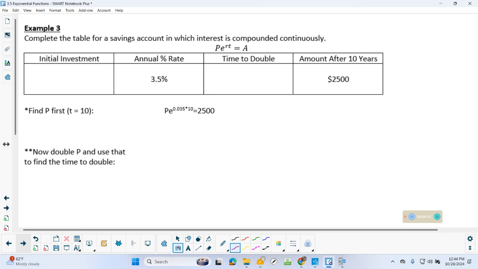Complete the table, compound continuous, same formula. Okay, we got initial investment, of course, P, so you can see that's what we're solving for. Now the rate, of course, percent, I put that as a decimal. Got it. Now, I'm going to do this time to double in a minute, because they also give you this information. They tell you the amount after 10 years is 2,500. So I plugged all of those numbers into the formula. I don't know P, I know the rate, I know I'm at 10 years, and it should be $2,500.